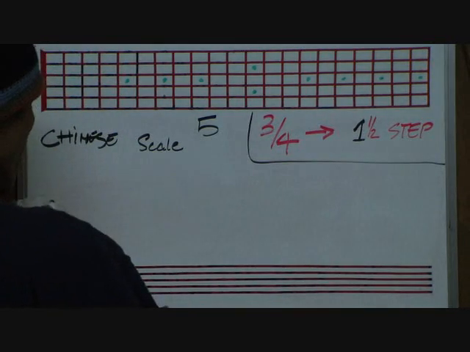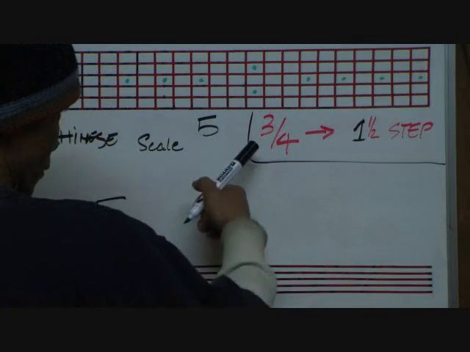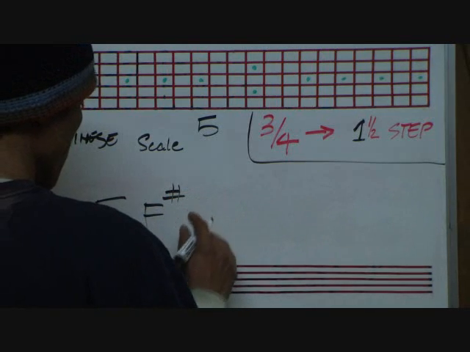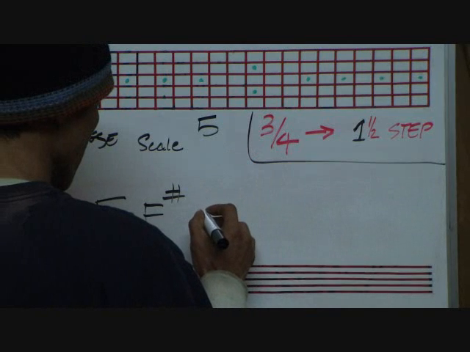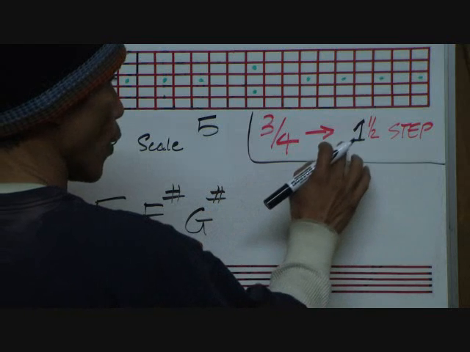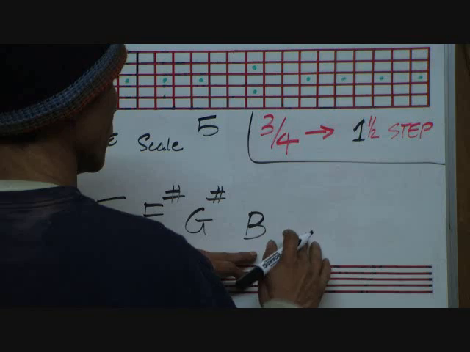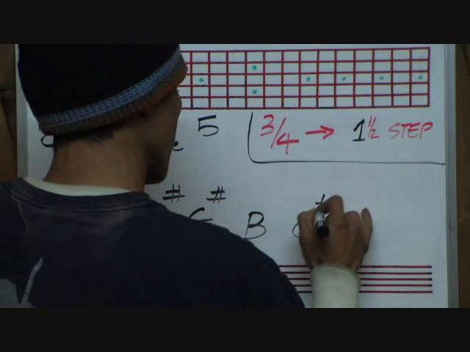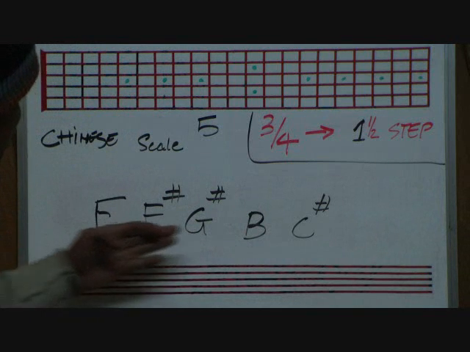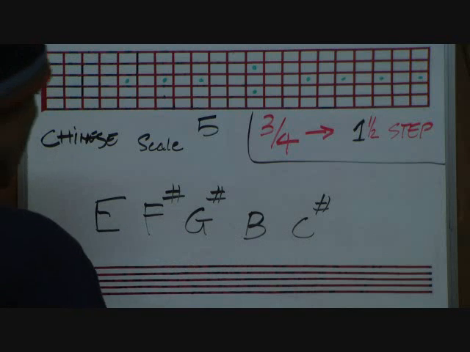E Chinese scale. Write down the E as the first. The formula says whole step, first to second, so it's F sharp. Second to third, a whole step, so it's a G sharp. Third to fourth, it's a whole and a half, so it's a B. And then a C sharp, fourth to fifth is a whole step. Then you have the E Chinese scale: 4 sharps, F sharp, G sharp, and C sharp.